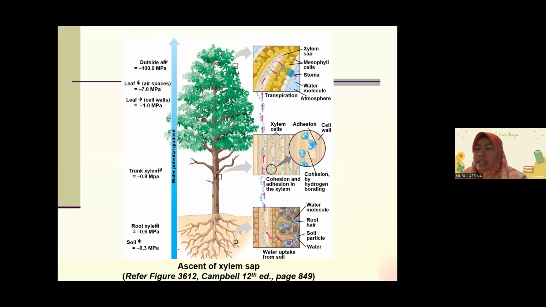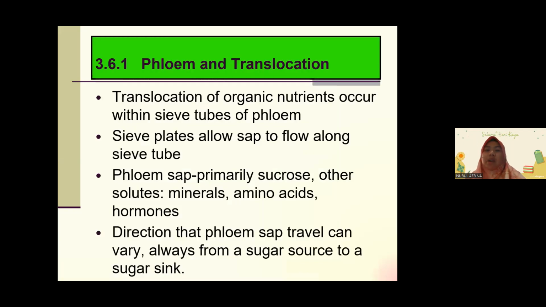All right, so again, you can see this is what happens on the leaf wall where the pressure is very, very low, -1 MPa, compared to the water potential inside the soil or inside the root xylem. This is what makes water be pulled upward from high water potential to low water potential, right? So that is about the process of transpirational pull and also root pressure that are involved in the transportation of water and minerals in the xylem. All right, so next, we are moving into the phloem and translocation.